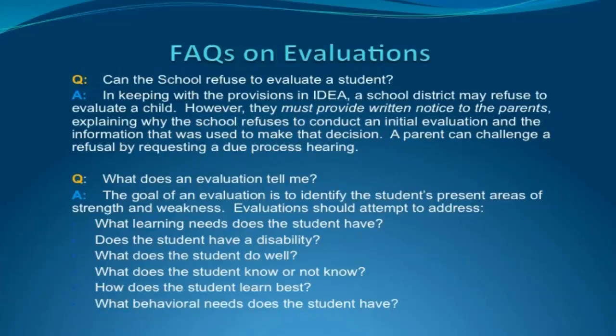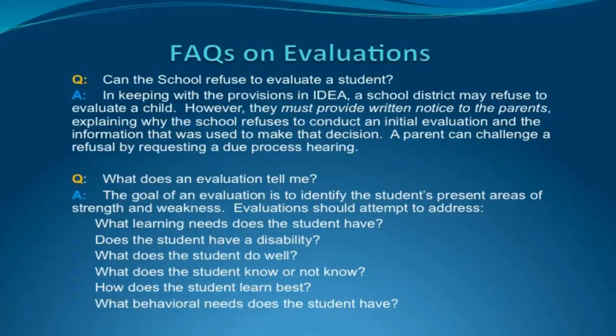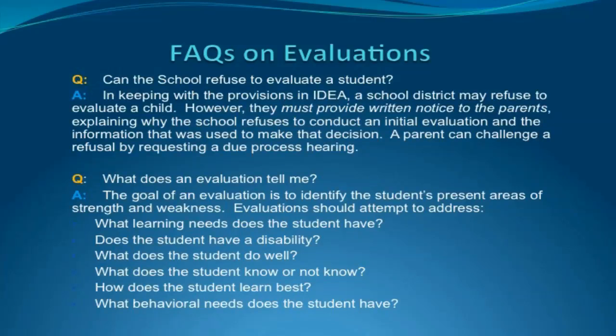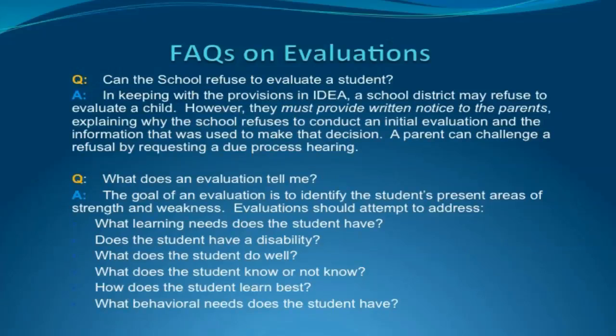And the long answer is this: in keeping with the provisions in IDEA, a school district may refuse to evaluate a child. However, they must provide you with a written notice explaining why the school refuses to conduct the initial evaluation and the information that was used to make that decision. In other words, they're going to give you their rationale for why they did not. A parent can challenge this refusal by requesting a due process hearing, though. Usually the rationale of the school is going to be very thorough. It's going to have some of their own informal testing maybe in there. But yes, you have the right to appeal, if you will, their refusal.